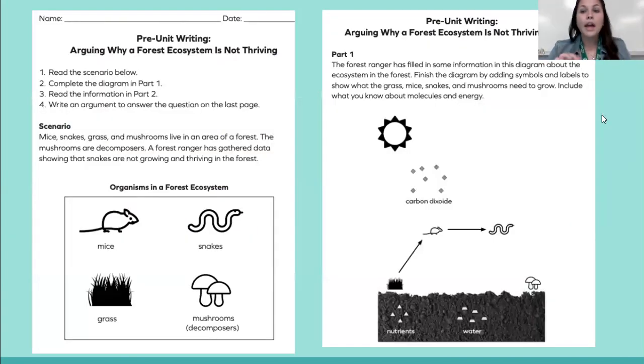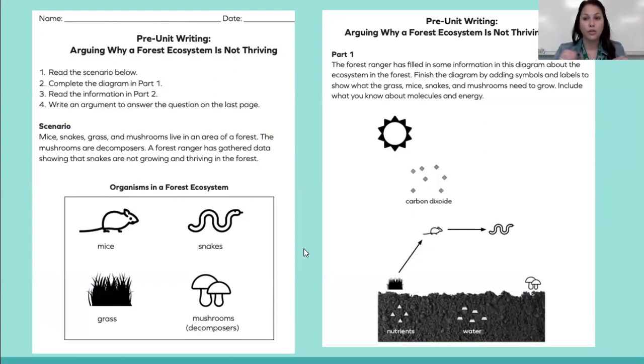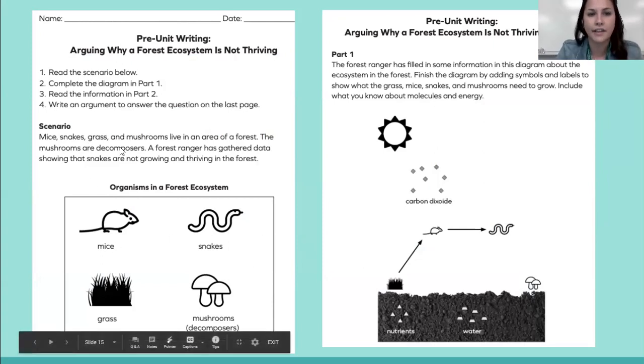Now, you do not have to do this as a writing activity, but I want to go over this so we can look at why this forest ecosystem is not thriving. So let's look at the first scenario. It says mice, snakes, grass, and mushrooms live in the area of a forest. So the forest is the ecosystem, and these are all the living things living there.